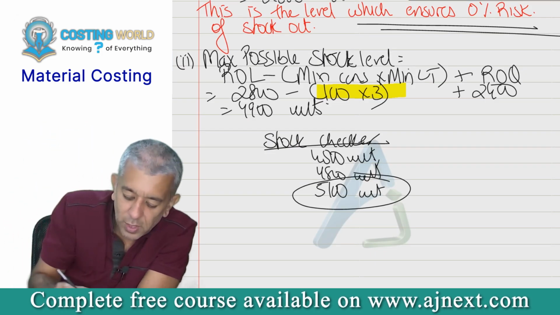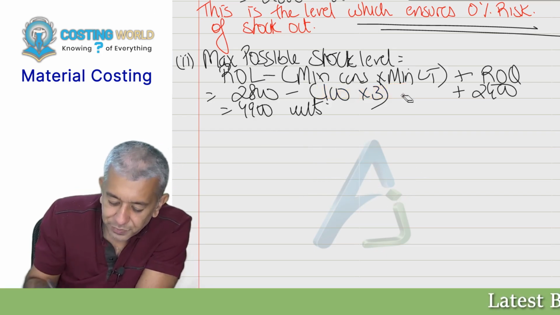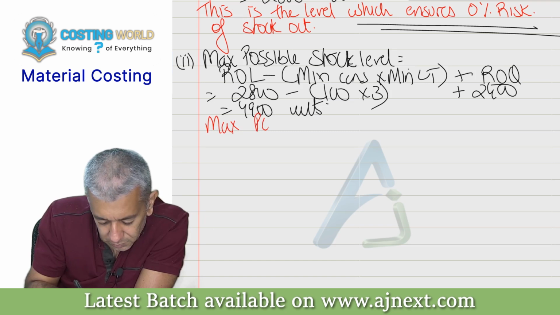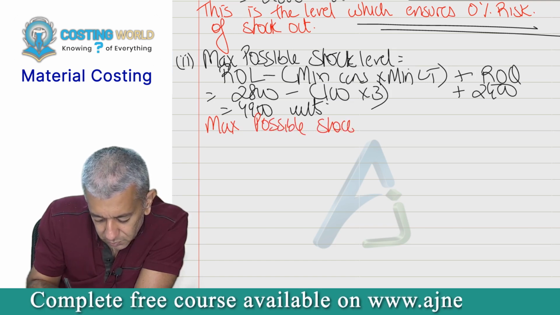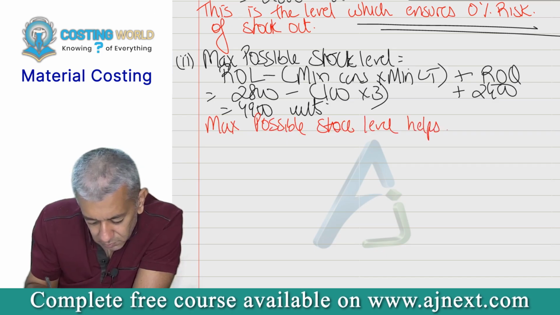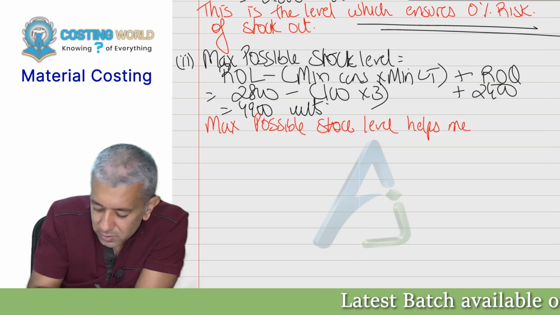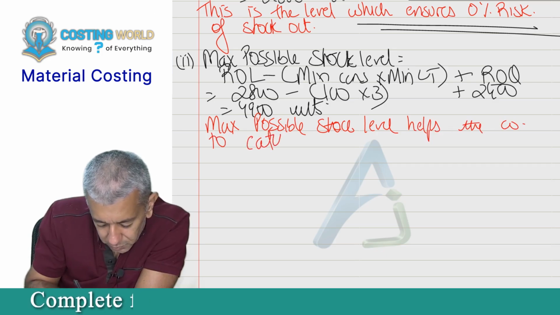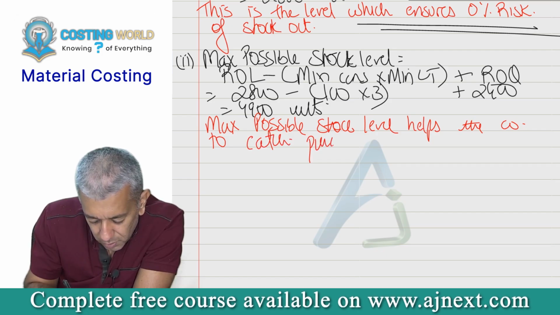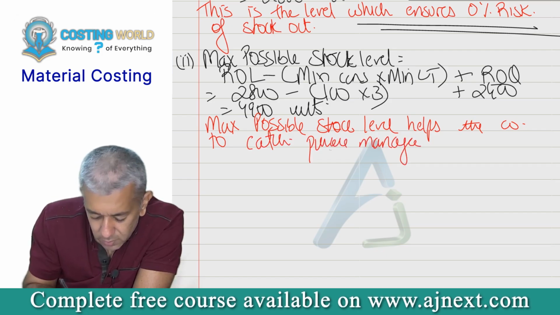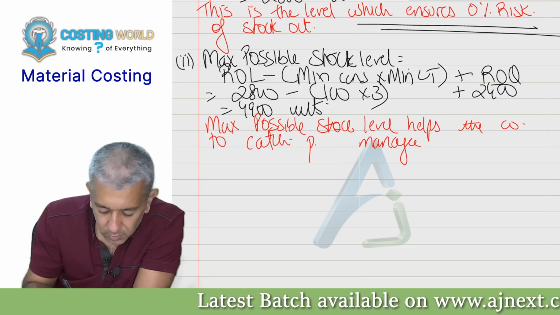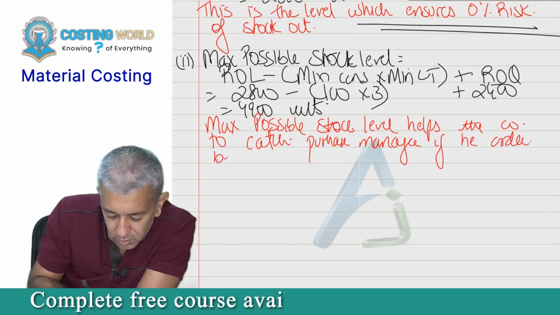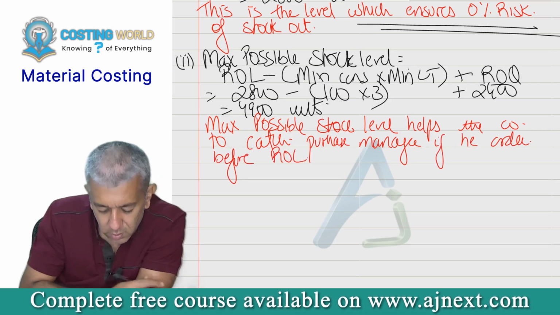Okay, so you all write this in red over here. Write down: maximum possible stock level helps the company to catch the purchase manager if he orders before reorder level.